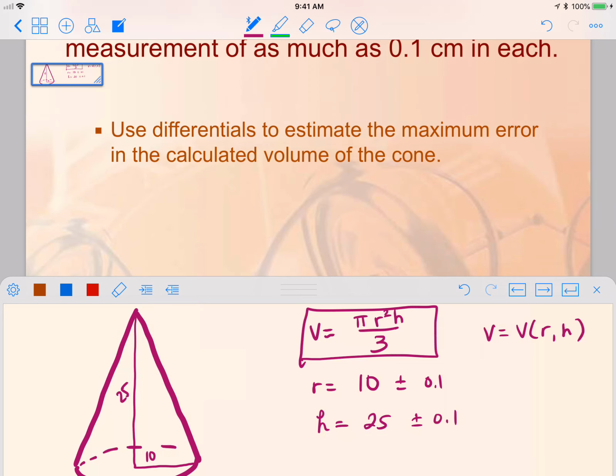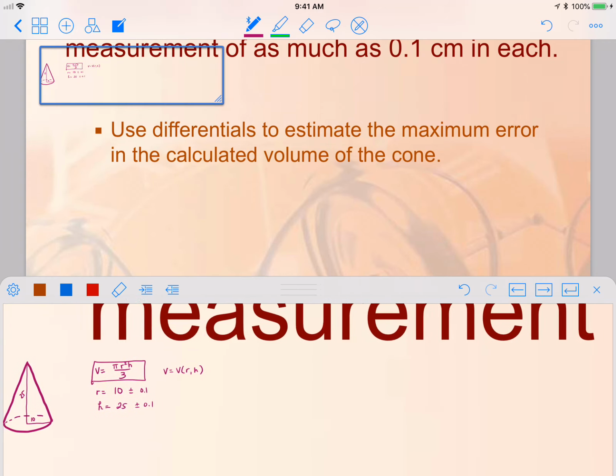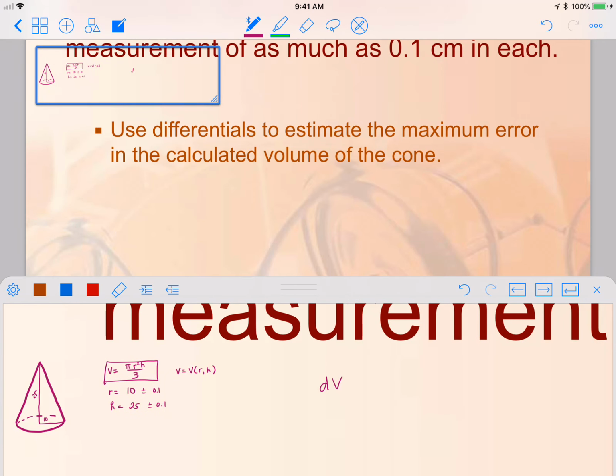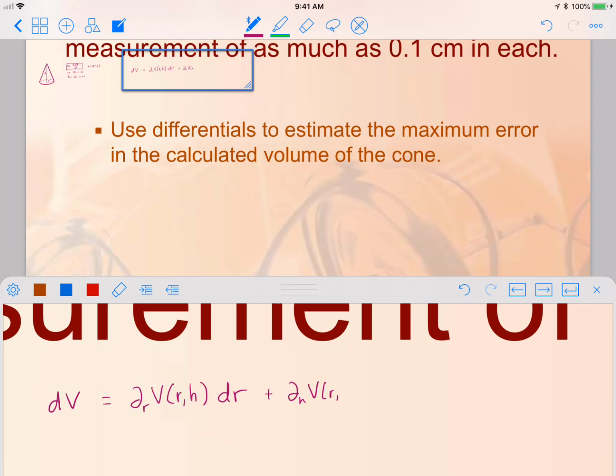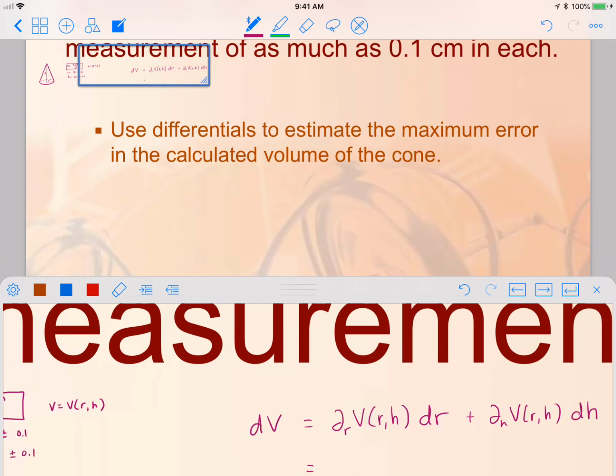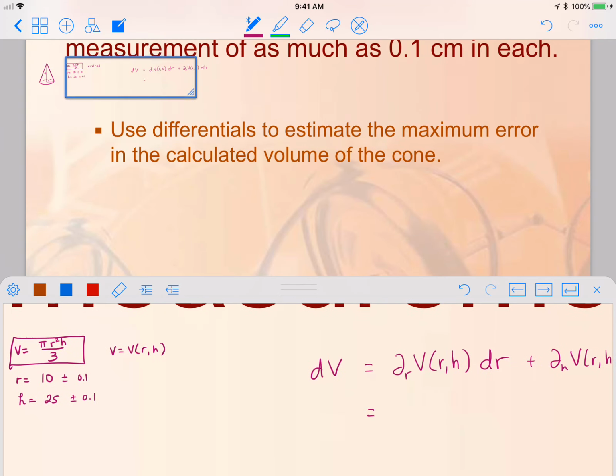We want to use differentials. So the differential dV is going to be equal to the partial of V with respect to R times the differential in R, plus the partial of V with respect to height times dH. Okay. Now, what is our partial with respect to radius?